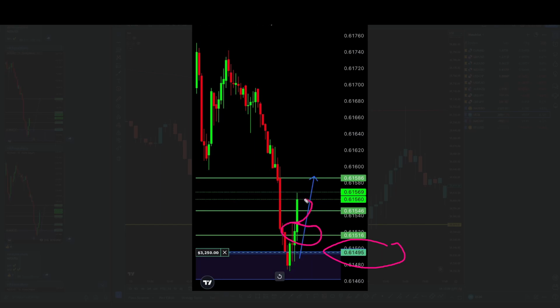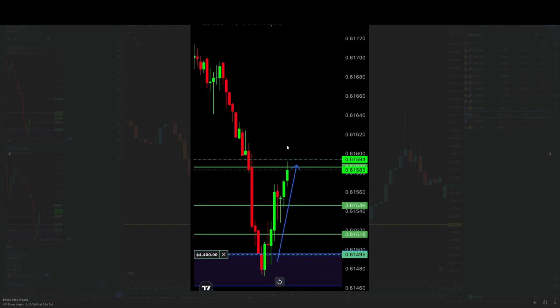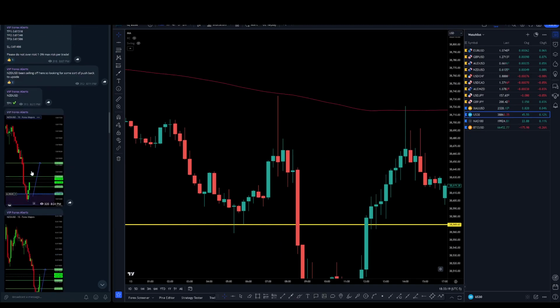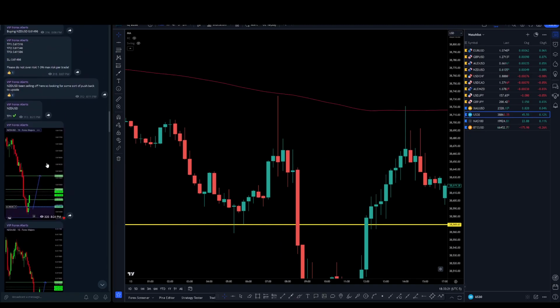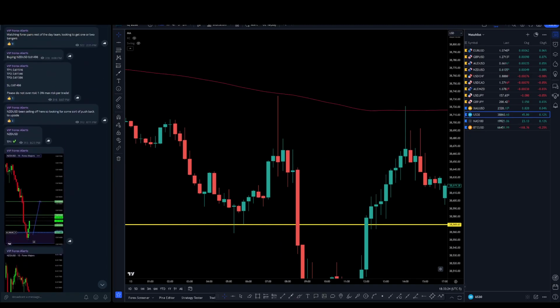We got in this one for take profit one, take profit two, and then we actually got it for take profit three. This is a trade I took last week. Solid trade. I took this one on June 13th. I told everyone here, buying, this was actually at 8:06 p.m. Told everyone to look at buying NZD US dollar.